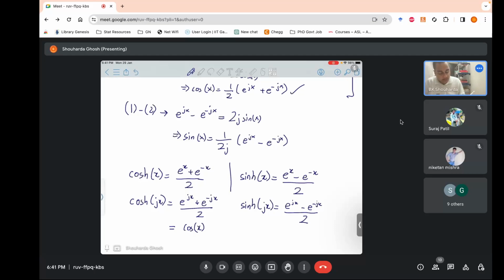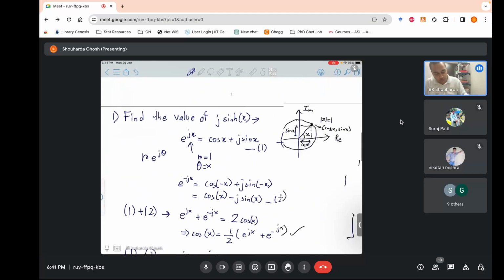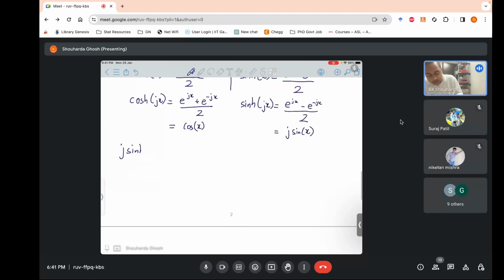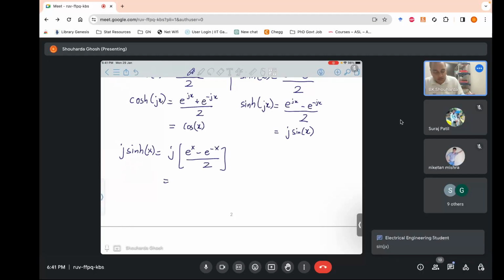Here it's sine hyperbolic jx, but then sin x is 1 upon 2j, right? So what should I do? This will be j sine of x. Is that fine? So when you are asked to do j sine hyperbolic x, how would you go about it? J sine hyperbolic x is j times e to the power x minus e to the power minus x upon 2. Okay, so actually you require the options, otherwise it's not possible.